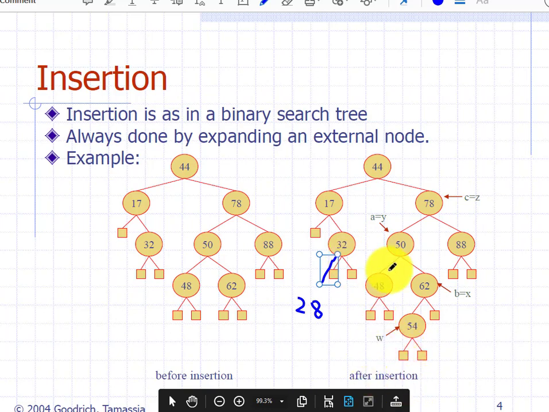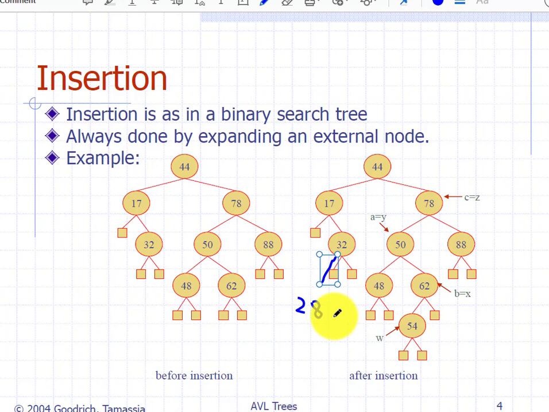So 28 goes on the left-hand side of 32. Okay, that's inserting into a binary search tree. And we always do this by expanding the external node. So what could happen in a binary search tree if it's an AVL tree?